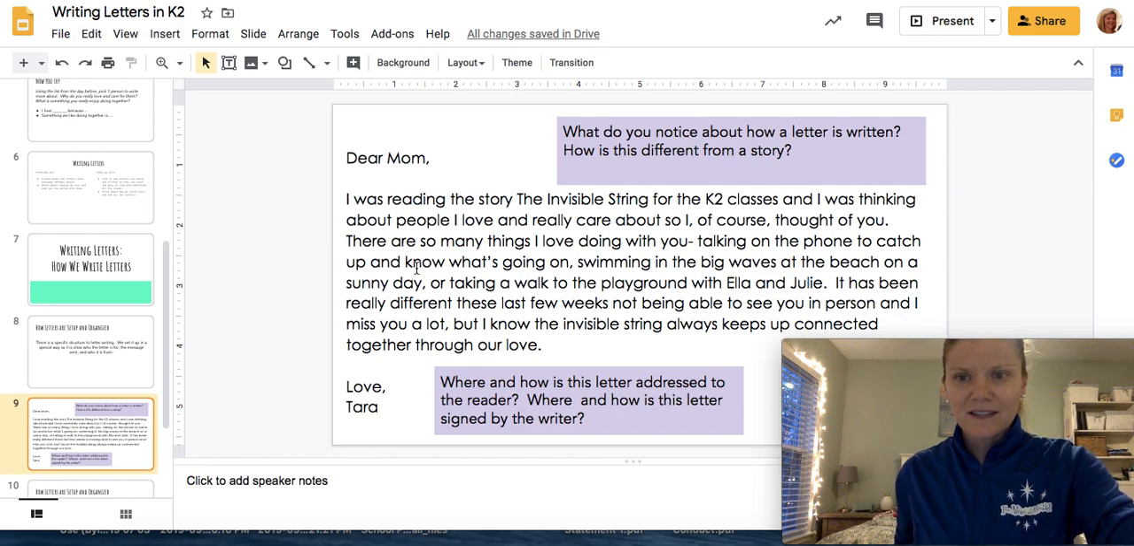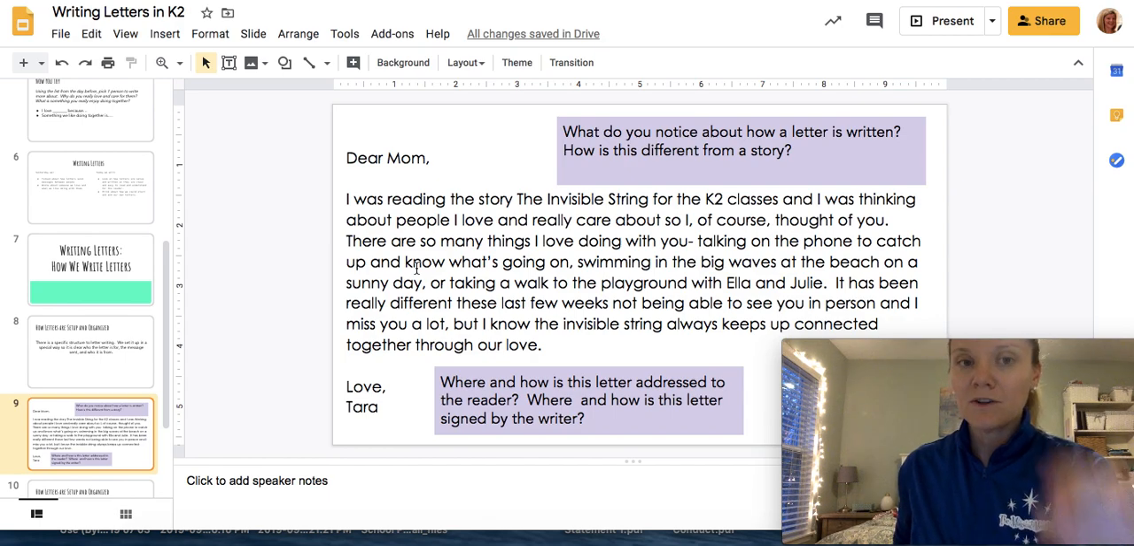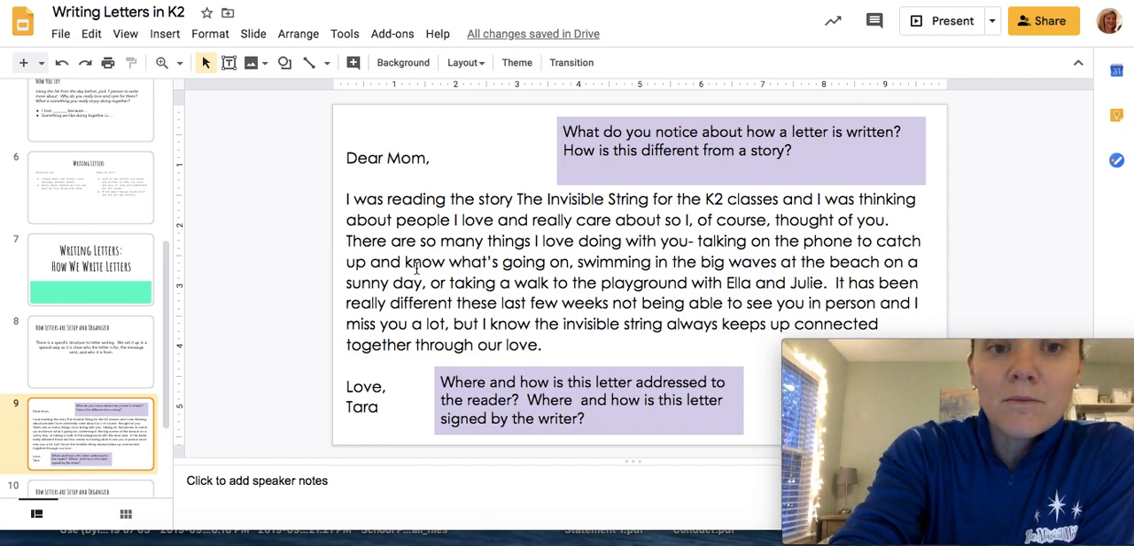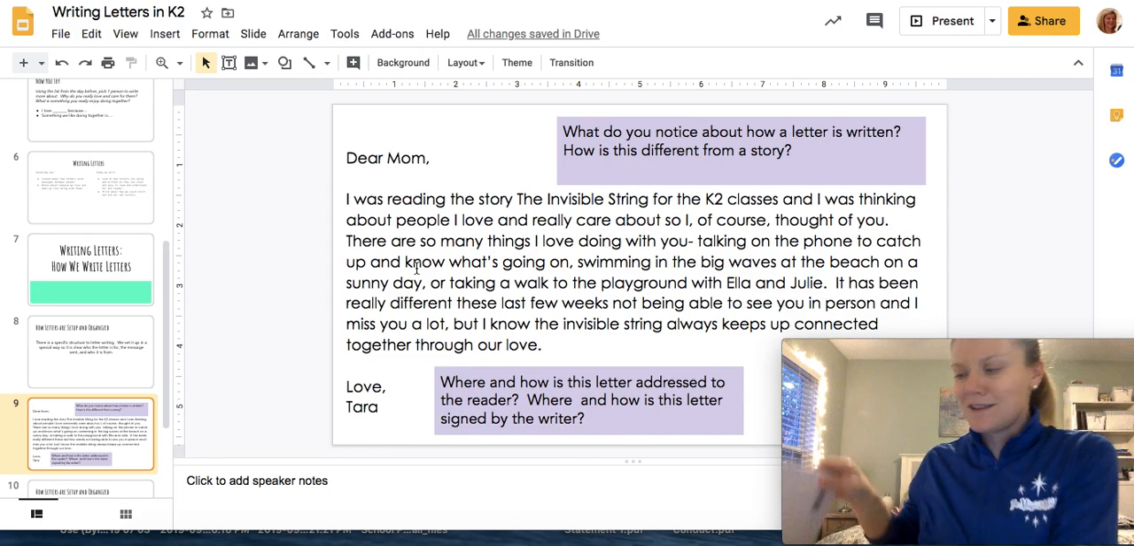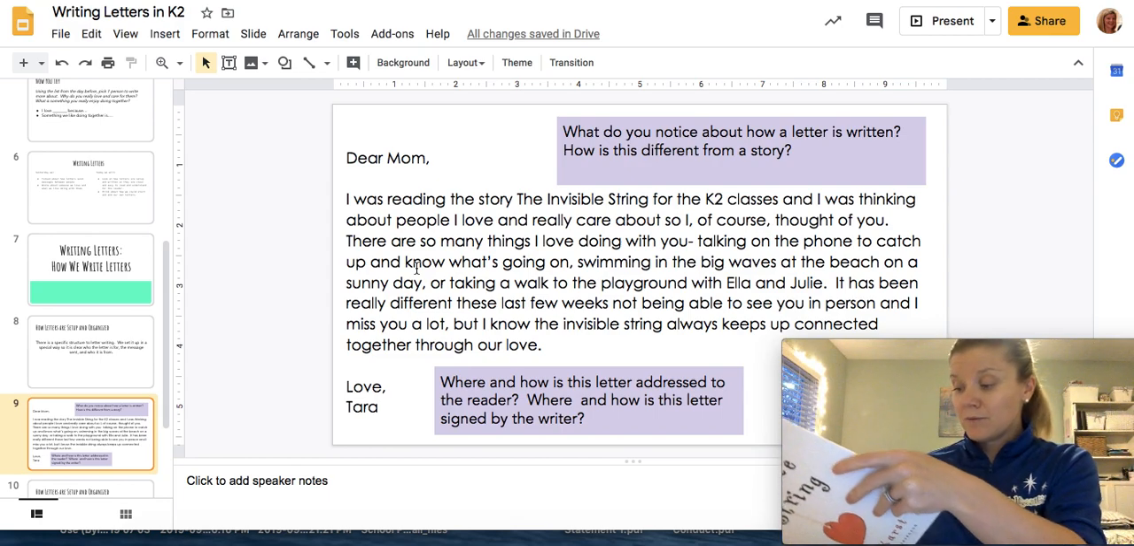It's different, isn't it? This letter starts with "Dear Mom," right? That's where I'm addressing the letter. That's how somebody reading this knows who this letter is for. Right up at the top in the first line it says, "Dear Mom." That's who this letter is for, and it says it right there. It's the first line. That's different from in a book, right? It's not like "Dear Miss Pisani."